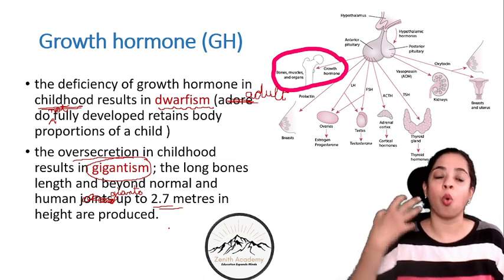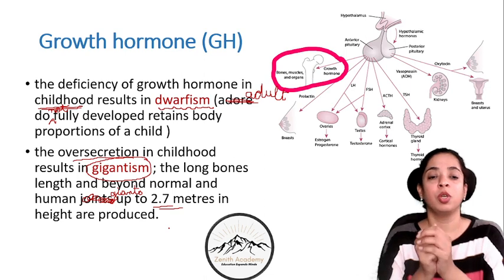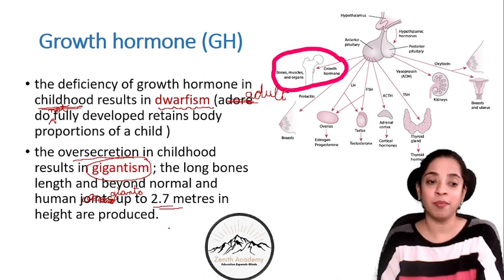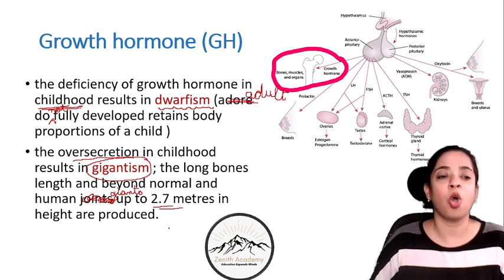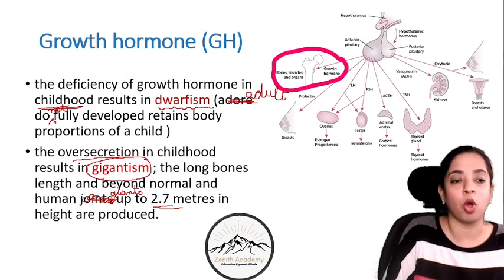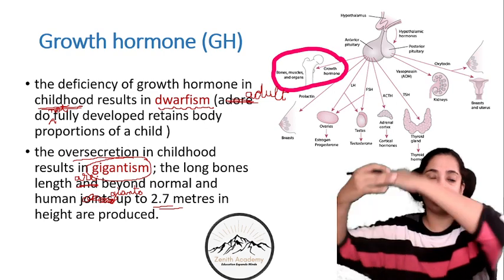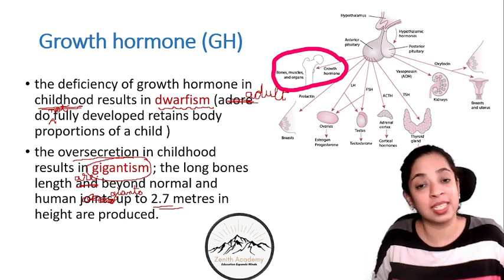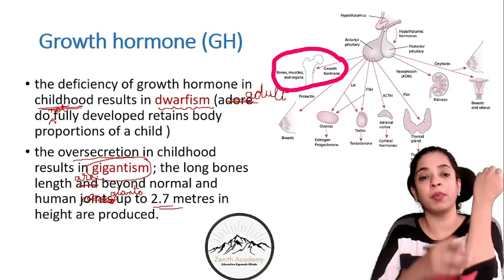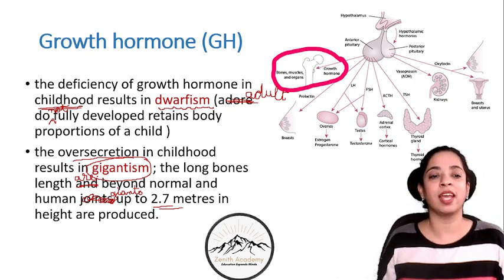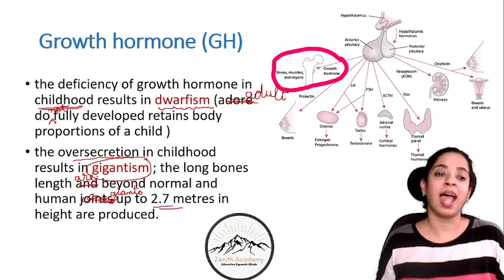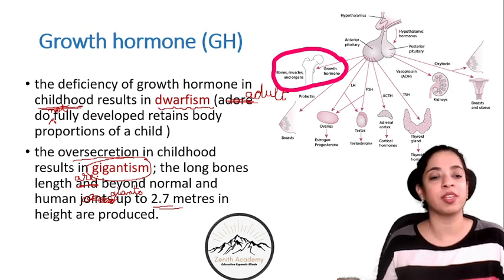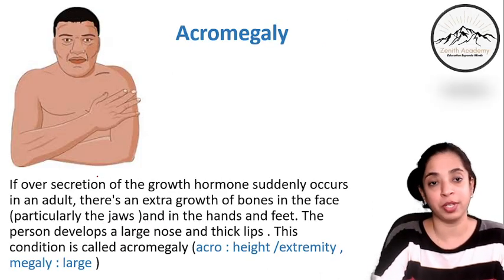Then if there is an oversecretion, it leads to a disease known as gigantism, where the long bone lengths are beyond normal. Long bones means the hands, feet, legs, all those long bones, the femur bones. So the long bone lengths are beyond normal, and human giants up to 2.7 meters in height are produced.